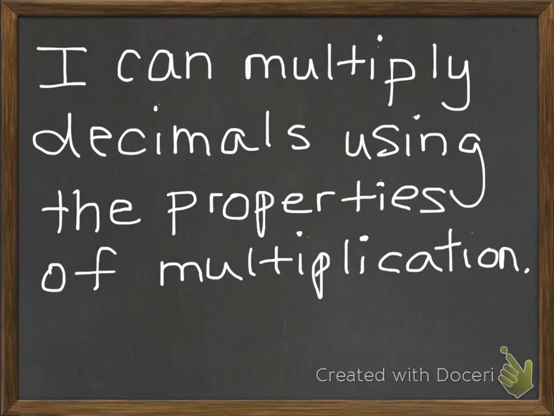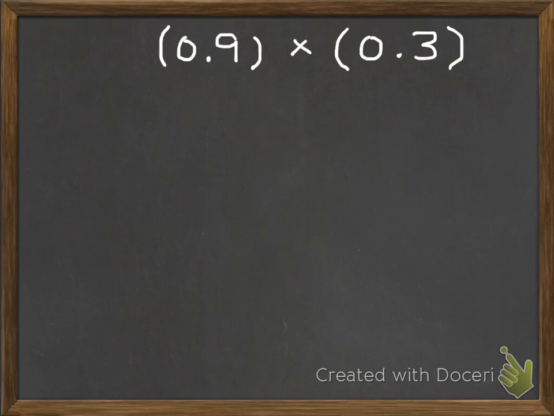This video will show you how to multiply decimals using the properties of multiplication. If we take a look at this first problem, we see 0.9 times 0.3. We are going to use what we know about fractions and the properties of multiplication to solve. First, we want to turn these decimals into fractions that we know really well.